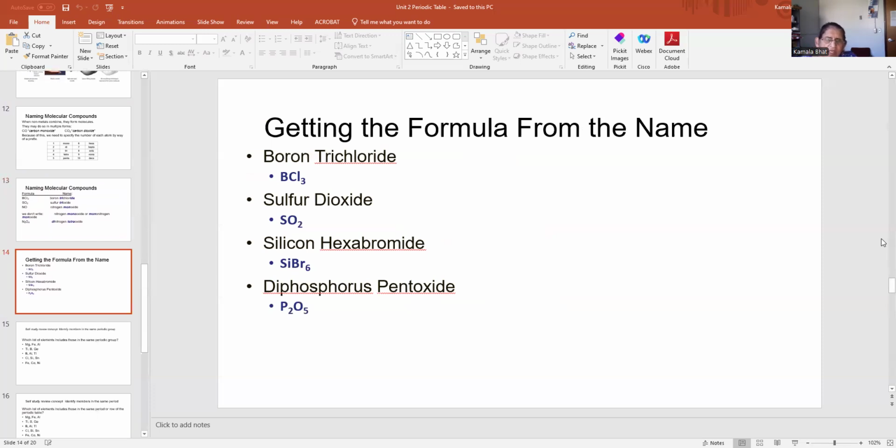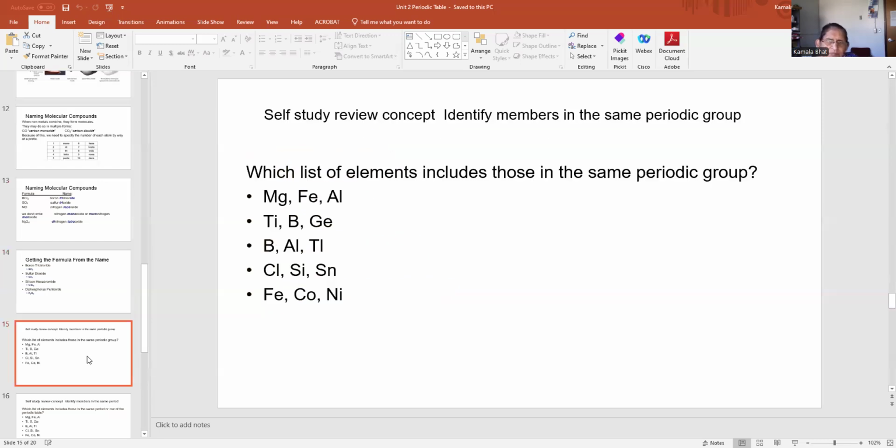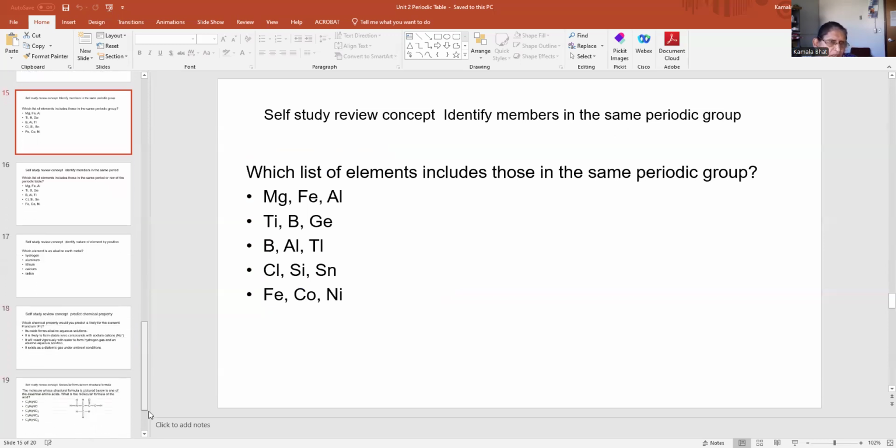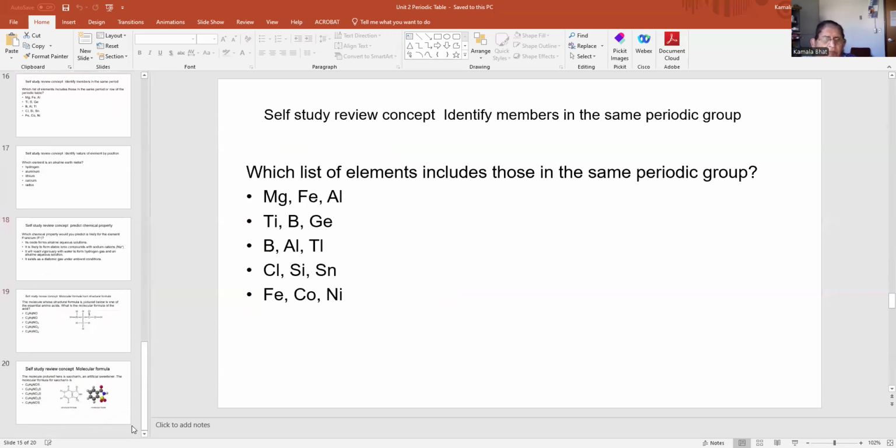So here are some other examples that you can practice on in order to make sure that you understand how to name molecular compounds. And with this, I'm going to stop the presentation, because the remaining slides all deal with concepts, applications, and position of elements on the periodic table. So I would say you look at it, check out the periodic table and name which group, which period, so that you don't make a mistake.